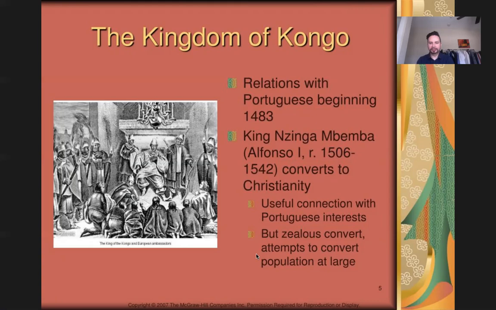And so he becomes very zealous. In fact, he reads the Bible so much that he actually neglects to eat. He becomes a very zealous convert and attempts to convert the population at large. Now, what typically happens in Africa is that when Africans convert to Christianity, a lot of them syncretize their religion. And syncretization, or a syncretic religion, is one that tries to incorporate other religions into it, to blend different religious beliefs together, or maybe religious beliefs with other religious practices from other religions.